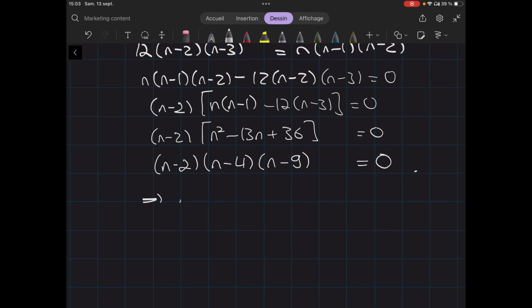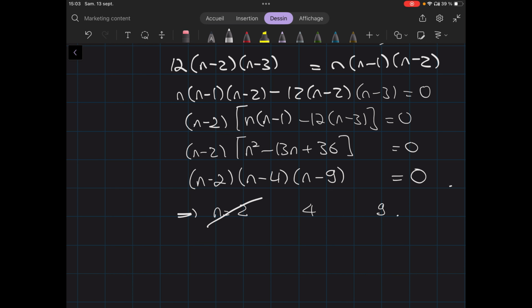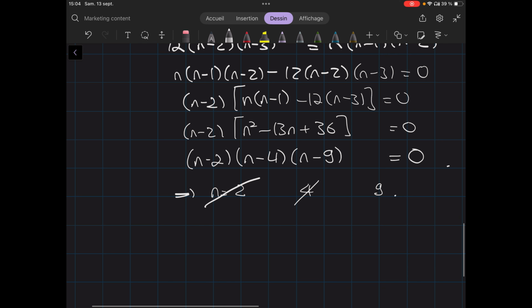Therefore, n can either be 2, 4, or 9. However, n cannot be 2, right? Obviously. And n be 4? No, n also cannot be 4. Why? Because we have 3 students in group 1, that will leave us with 1 student in group 2. And it is explicitly mentioned in the question that group 2 has more than 3 students. Therefore, n has to be equal to 9. And this is the end of the 6-mark devil question on counting principles.